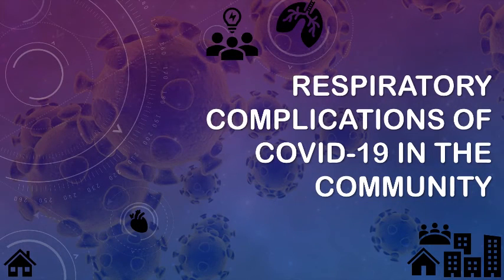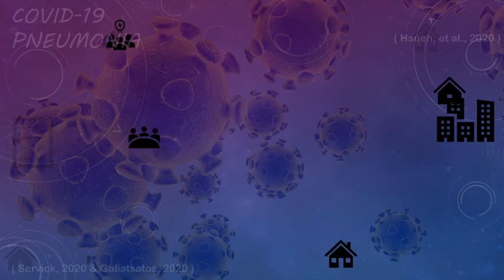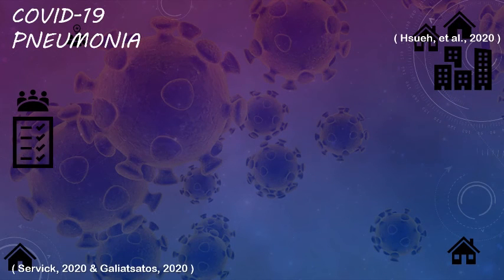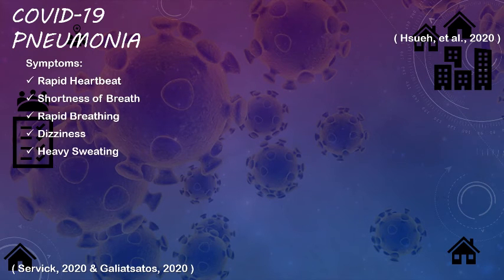Respiratory complications of COVID 19 in the community. COVID 19 causes breathing difficulty and inflammation inside the lungs, leading to pneumonia. It affects both lungs, in which fluid fills the air sacs, causing cough and breathing problems. It has been seen that even after recovery, this lung damage may take a further 4 to 6 months to resolve. Symptoms include rapid heartbeat, shortness of breath, rapid breathing, dizziness, heavy sweating.